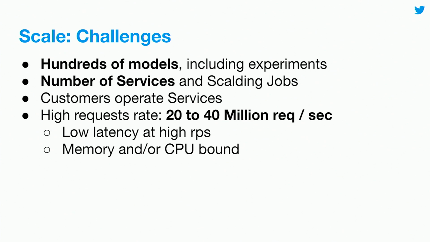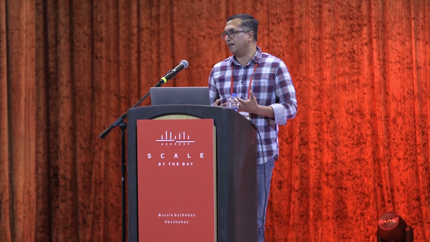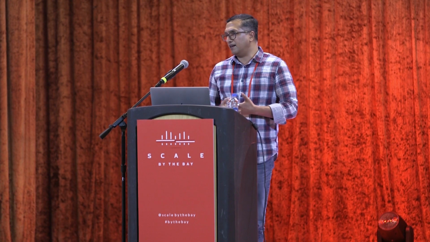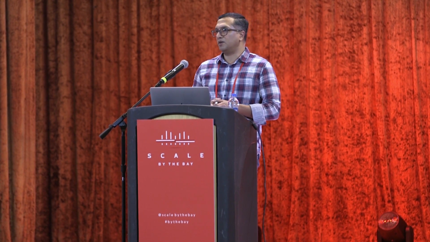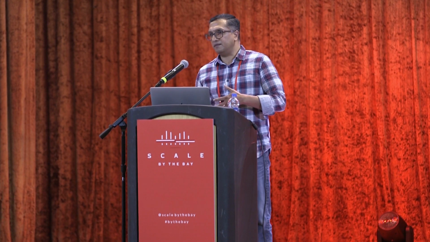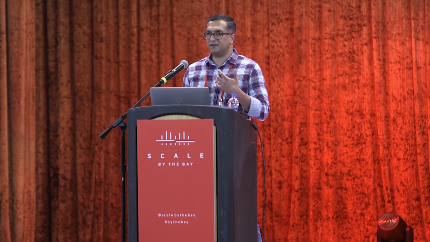Then we have many, many services, in the order of 100 services. And the other side of scale is the classical scale we talk about, which is the number of requests we get. We get about 40 million requests per second. That's how much we serve. A majority of them are latency sensitive, and our customers have strict SLOs that we have to try to achieve.